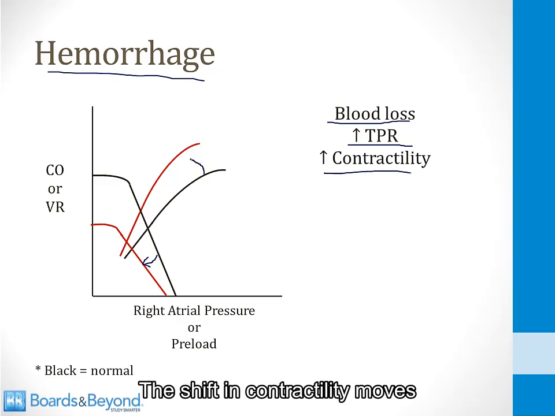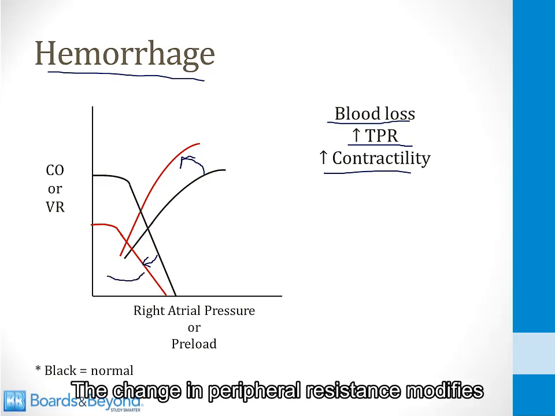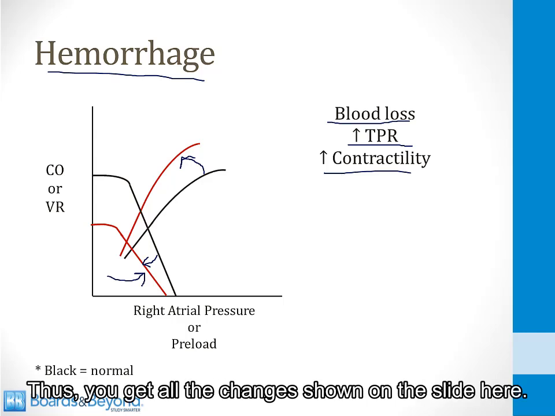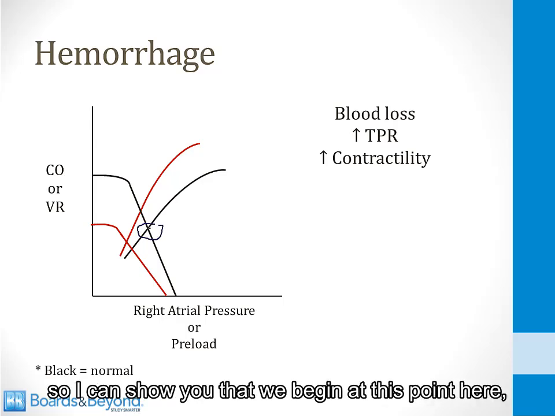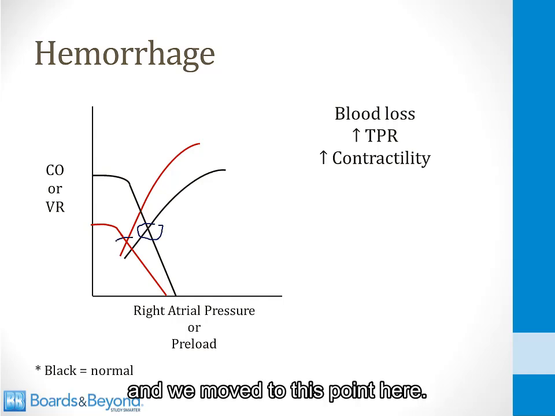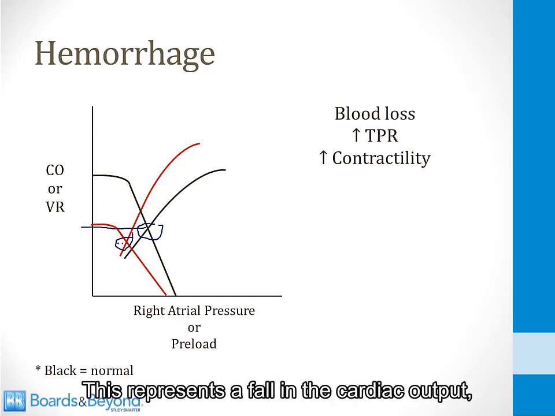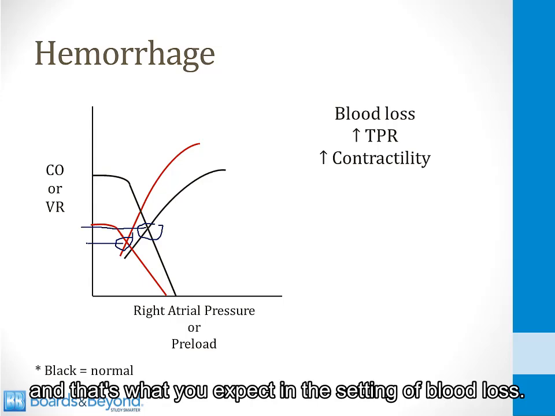The shift in contractility moves the Starling curve to the left. The change in peripheral resistance modifies the slope of the venous return curve. Thus, you get all the changes shown on the slide here. And once again, I've cleared away my ink so I can show you that we began at this point here and we moved to this point here. This represents a fall in the cardiac output, and that's what you expect in the setting of blood loss.